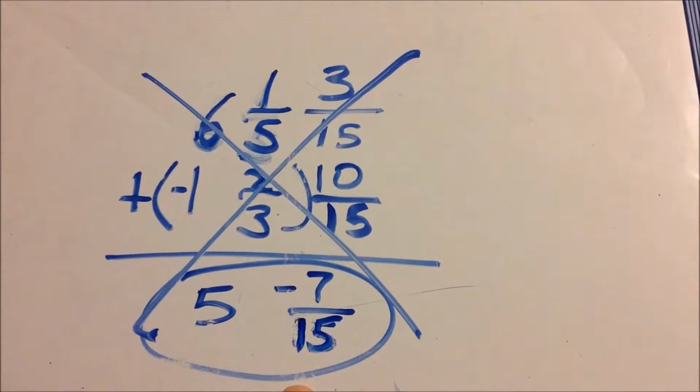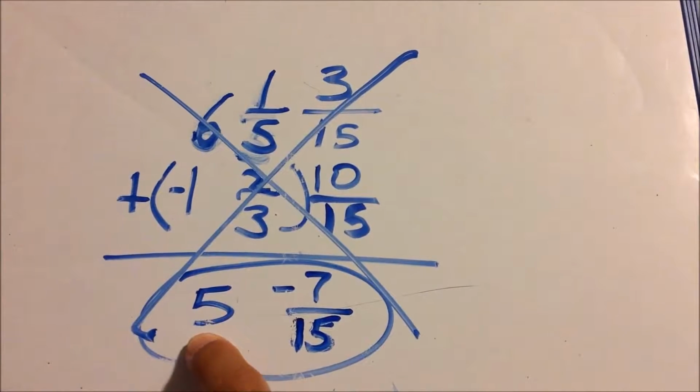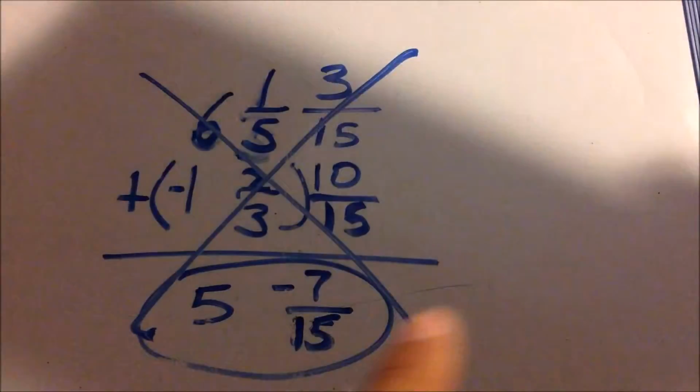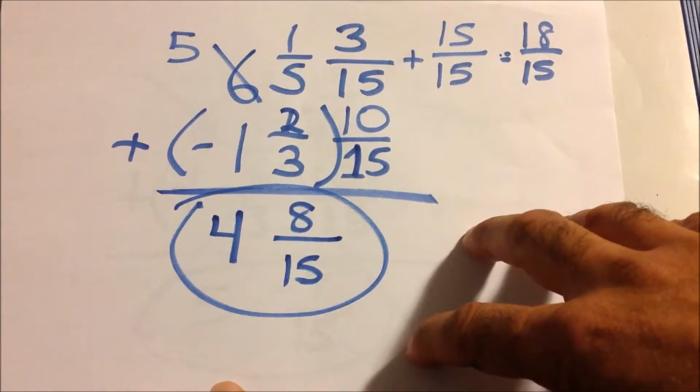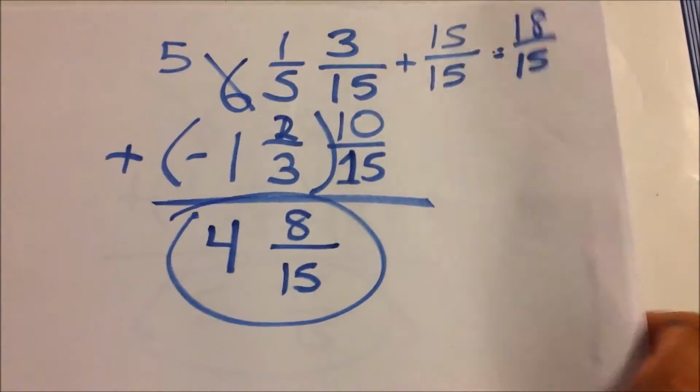Again, this was wrong because the whole number is positive, but the fraction is negative. You can't have that, and vice versa. So go over that. You should rewind the tape if you didn't understand how we did that. Okay.